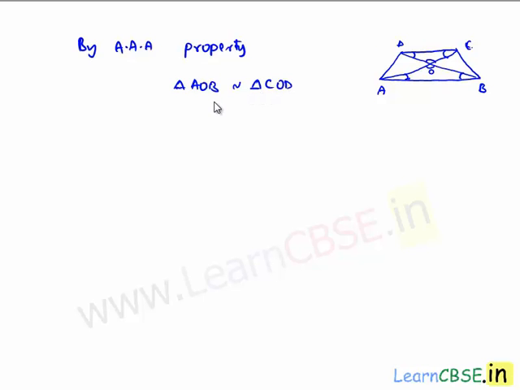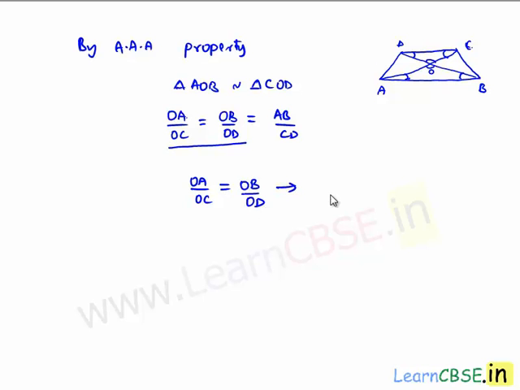We know that when two triangles are similar, then their corresponding sides will be in proportion. So here we can say the corresponding sides, that is OA by OC, will be equal to OB by OD is equal to AB by CD. Here we need only the first two terms of proportionality, that is OA by OC is equal to OB by OD, which is the proof required for us.